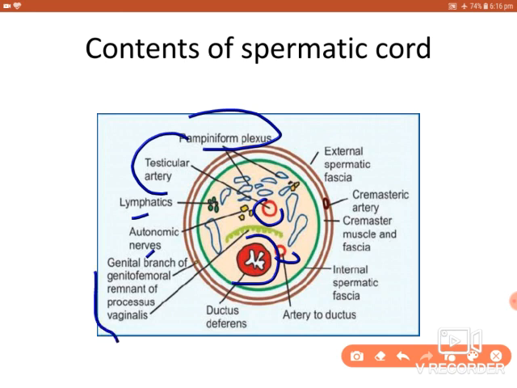Okay, these form the contents of the spermatic cord with these coverings: the internal spermatic fascia, cremaster muscle and fascia, and the external spermatic fascia. The main content is the ductus deferens, with the artery to the ductus deferens, cremaster artery, testicular artery, pampiniform plexus of veins, lymphatics, nerves.